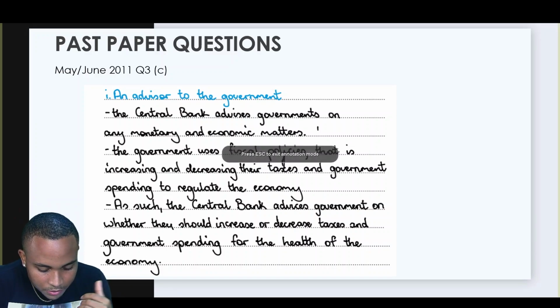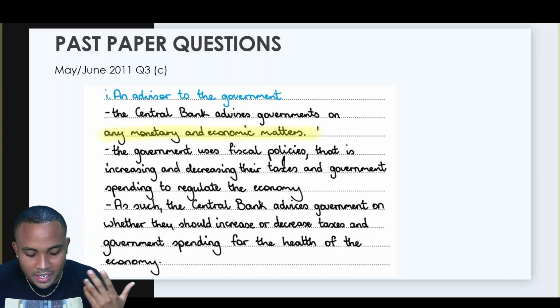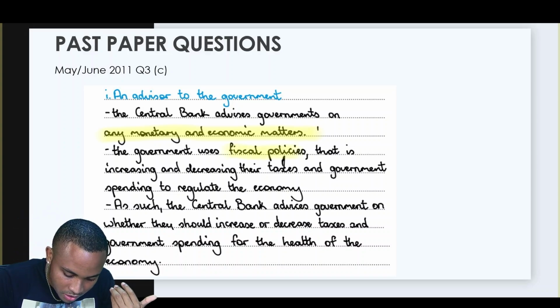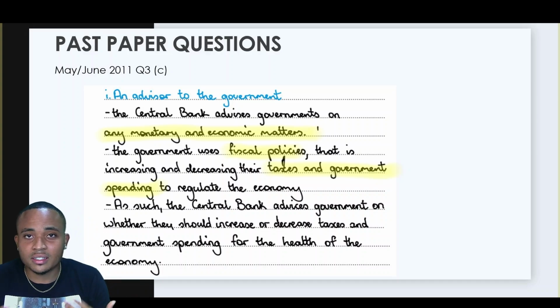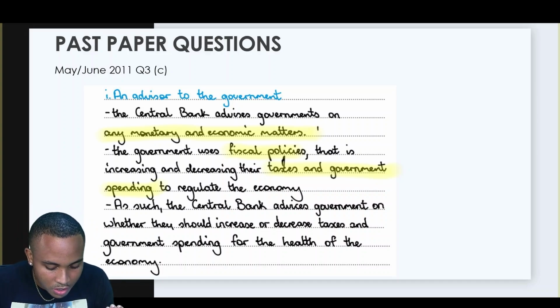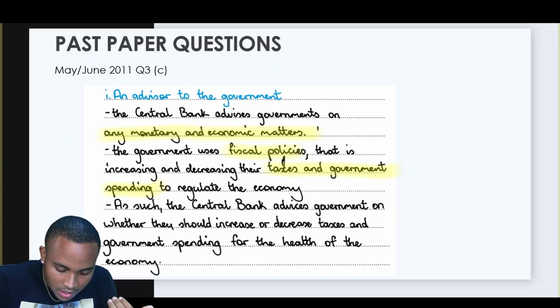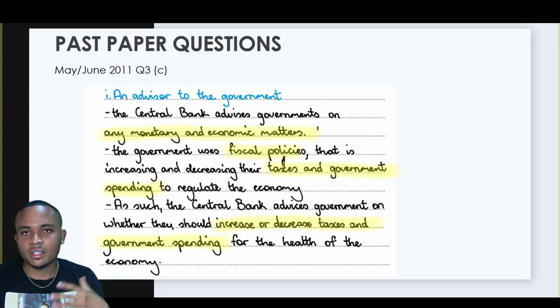The central bank advises governments on any monetary and economic problems, and what the governments use is fiscal policies. This is increases and decreases in taxes and government spending to regulate the economy. So the central bank gives advice to governments on whether they should increase or decrease their taxes and government spending for the health of the economy.